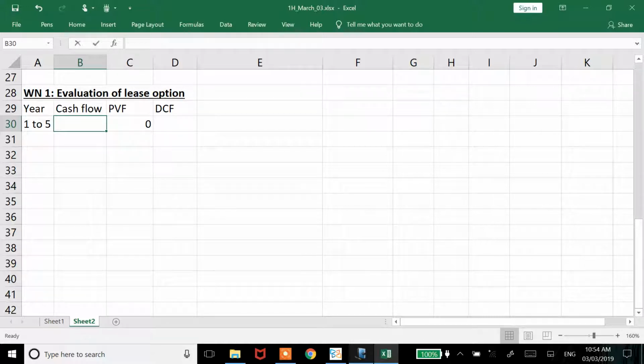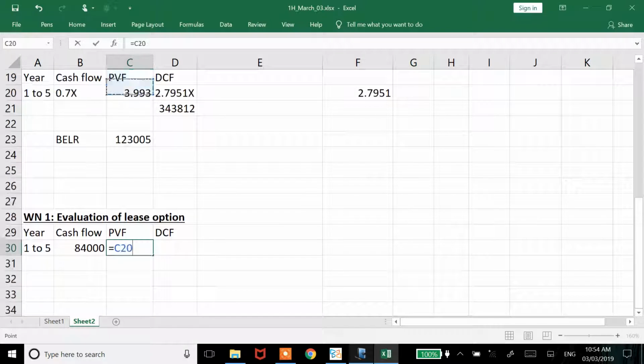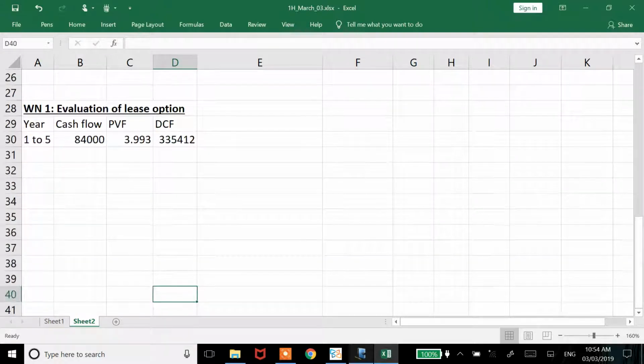So for year 1 to 5, lease rent is 84,000, and my present value of outflow of lease is 335,412. This is the lease option. Lease rent is 84,000, multiplied by 3.993, gives 335,412. Any doubts on this?